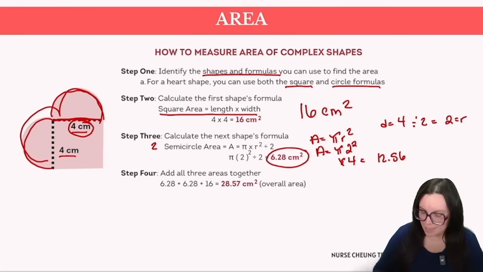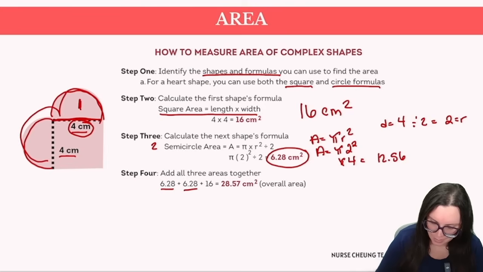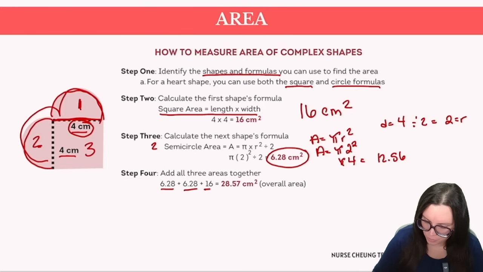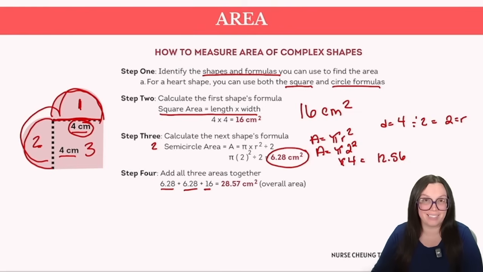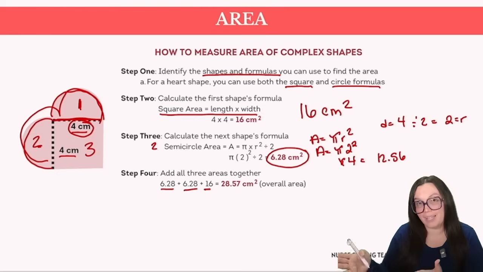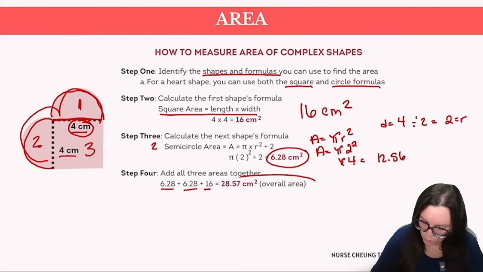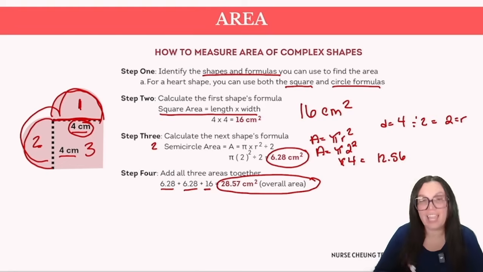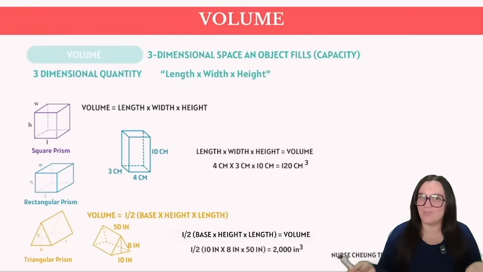We have our two semicircles, so each one was 6.28. This is semicircle 1, semicircle 2. And then our last shape, number 3, which we know was our square, is equal to 16. If we add 6.28 plus 6.28 plus 16 is going to give us the overall area of our irregular shape as being 28.57 centimeters squared. Now let's talk about volume.